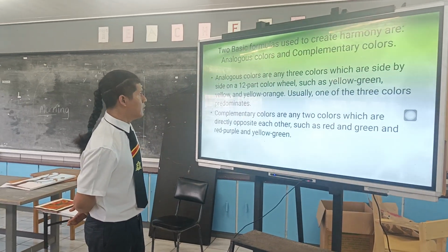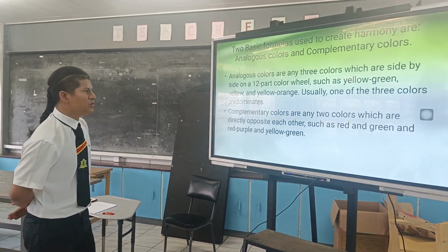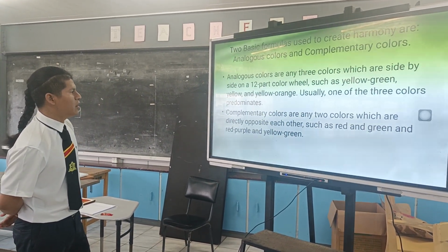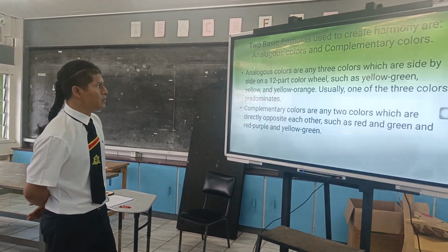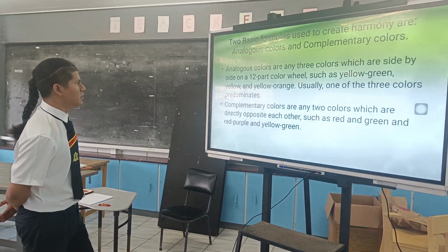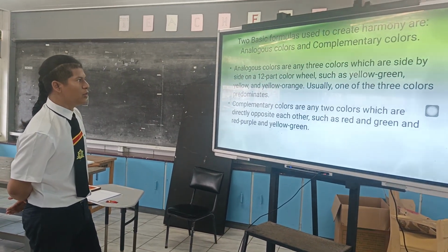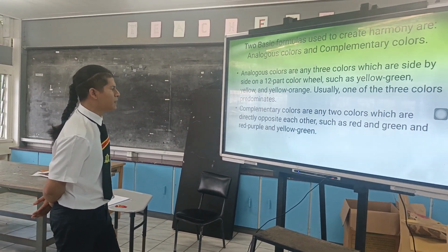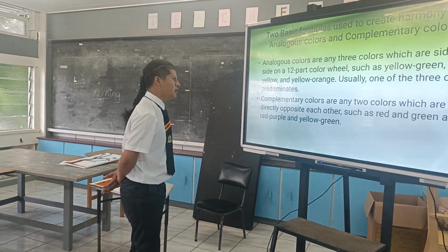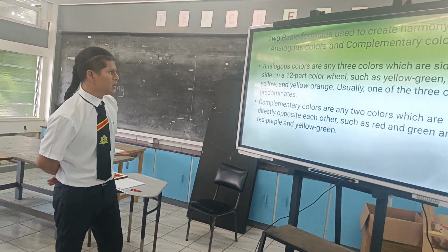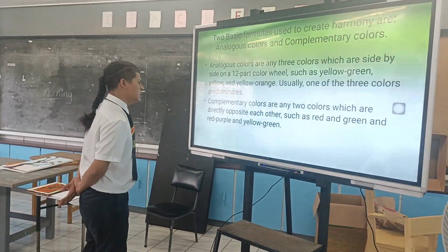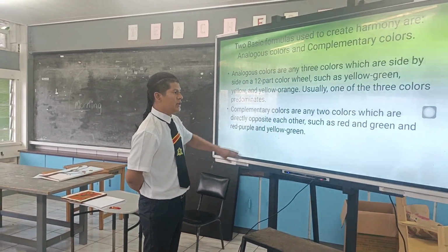Now, analogous colors are any three colors that sit side by side on a 12-part color wheel, such as the tertiary colors we did just now, yellow green, yellow, yellow orange. Usually one of the three colors is predominant. The complementary colors are any two colors which are directly opposite each other, such as red and green, red purple and yellow green. Now we have an example right up here.